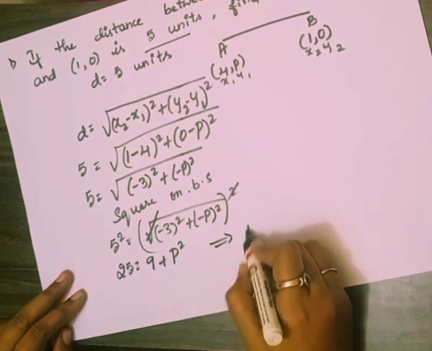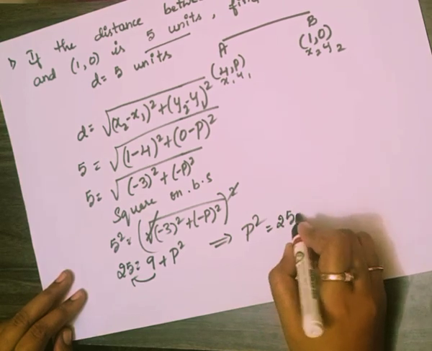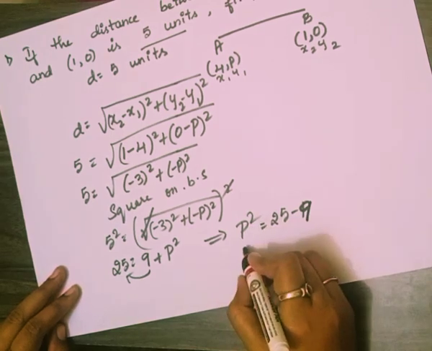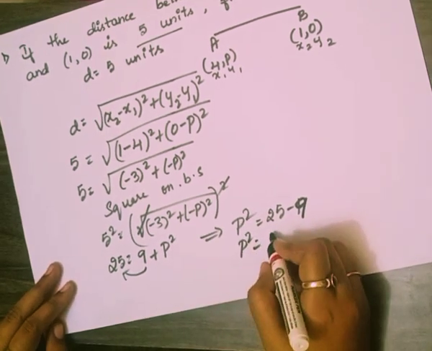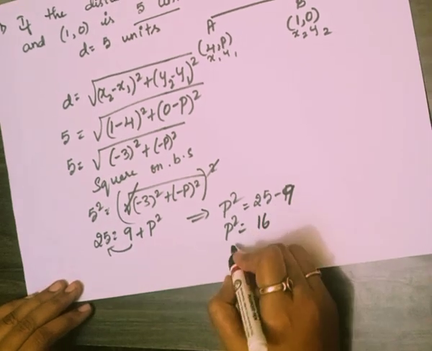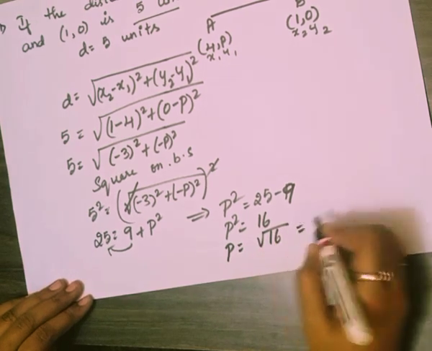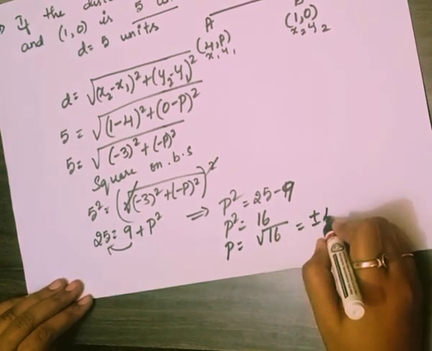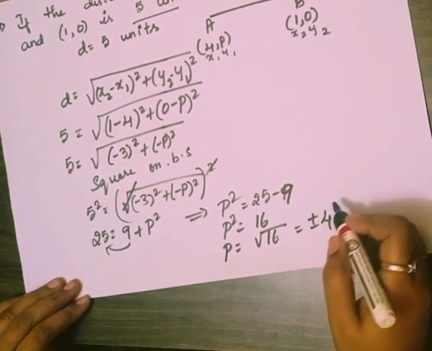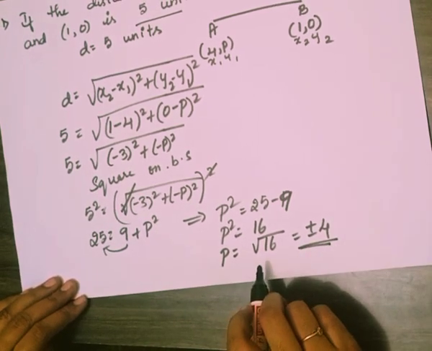Now p square is equal to, I'll take this 9 to the other side, so I'll get 25 minus 9. By subtracting 25 minus 9, what will I get? I'll get 16. So we'll get p is equal to the square root of 16. What is the square root of 16? That is plus or minus 4, because minus 4 into minus 4 is also 16, and plus 4 into plus 4 is also 16. Therefore we will take plus or minus 4.